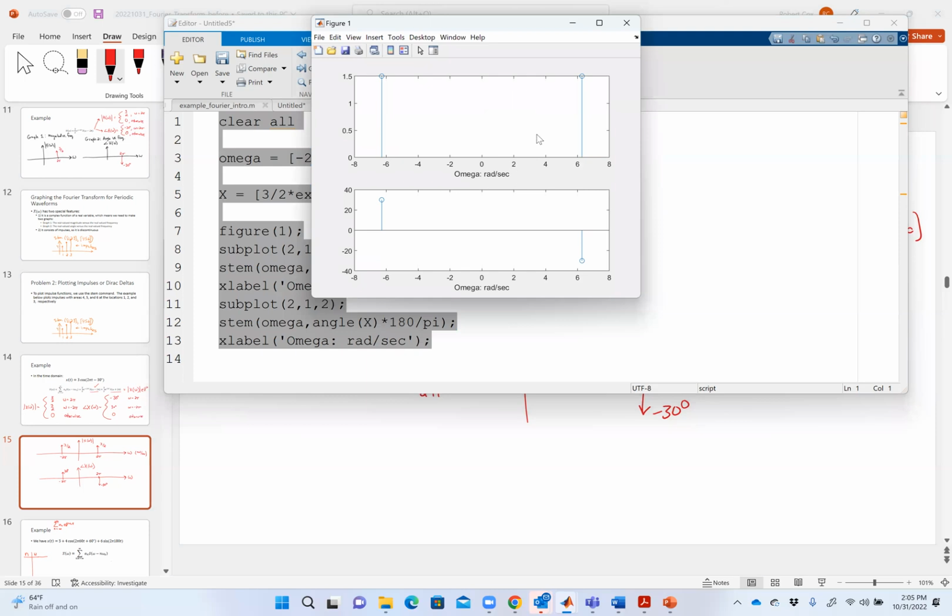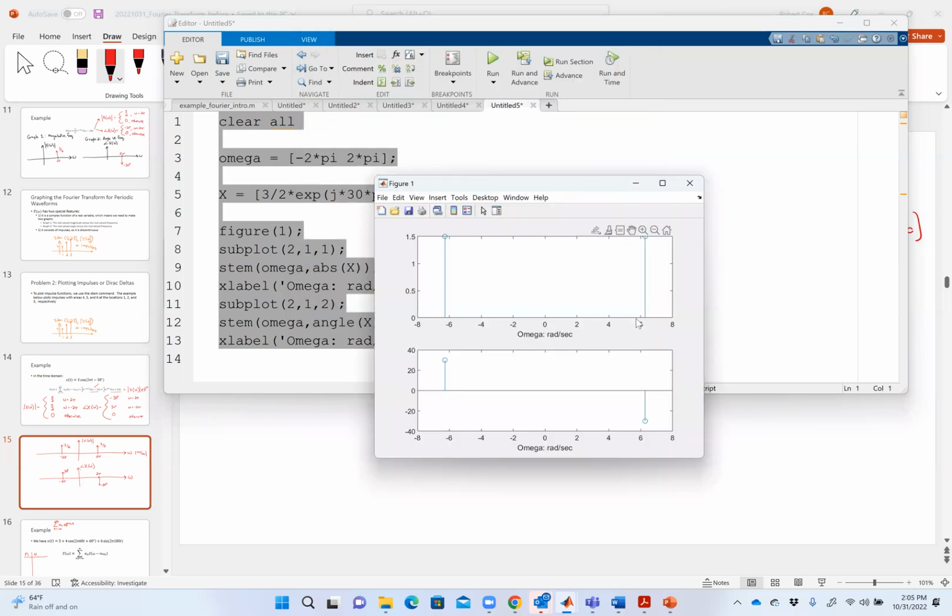all right, so I get this result. What do I see? I'm seeing that 2 pi should be right about here. It looks like this is 6, so 6.28 is where 2 pi should be. So I see values here at 1.5. That makes sense, 3/2. And then I see my angles. I see negative 30 and 30.